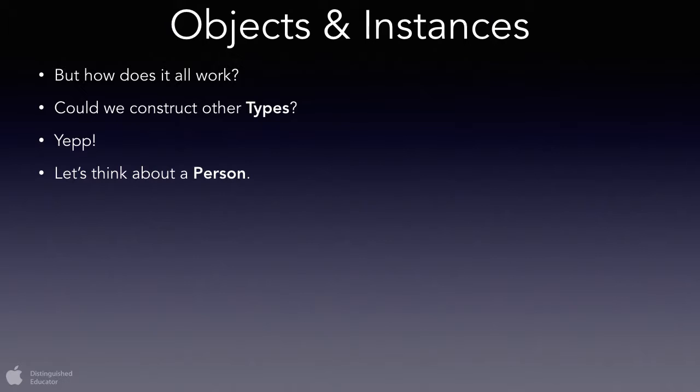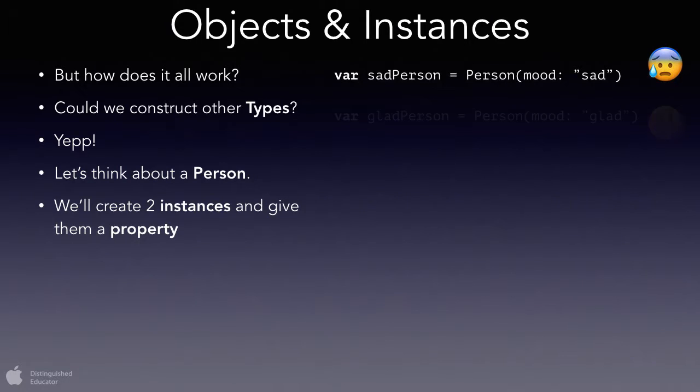The only thing that we will add to that type is its mood. We'll create two persons, a sad person and a glad person. And we use the initializer person and we send a parameter into it with the mood like this. So we get a sad person and a glad person. So these are actually two instances of the same type, person, a new type that I have constructed somewhere.